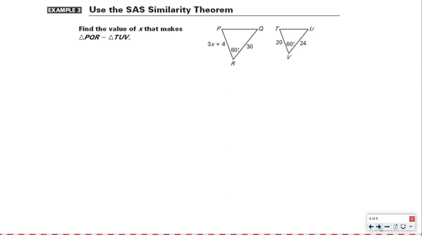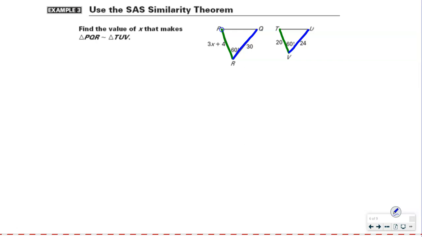All right, now let's practice the SAS similarity theorem. Remember I said that the angle has to be in between the two sides, included between the two sides. Our two sides form that angle. So we have PR matches up with TV, and QR with UV. And you can see those two sides form that angle, those congruent angles.